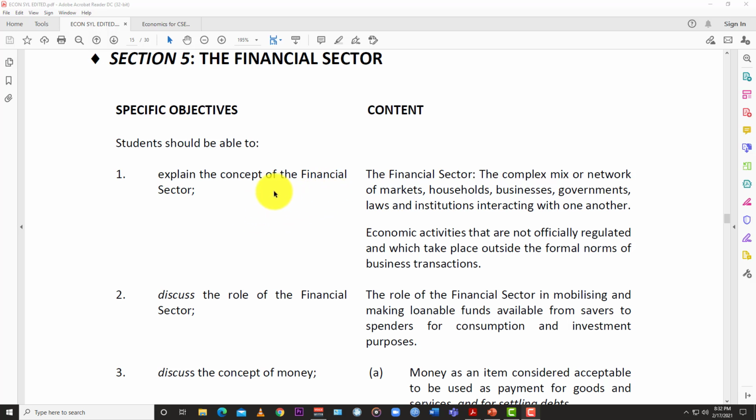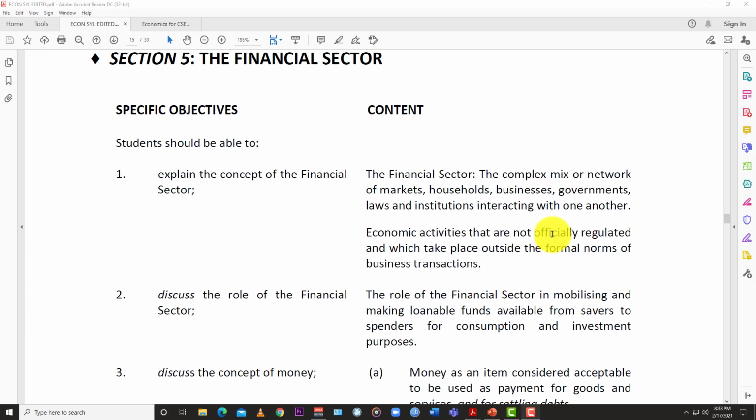So the first specific objective in the syllabus is explain the concept of the financial sector. And we have a little explanation here in the syllabus itself, where it says the financial sector is the complex mix or network of markets, households, business, government, laws, and institutions interacting with one another. Economic activities that are not officially regulated and which take place outside the formal norms of business transaction. And so that's a little rough understanding of what the financial sector is.